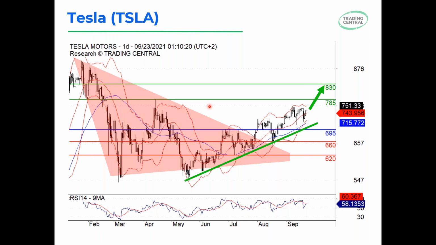So I will advise you, just like what I do, if you are interested in this stock, also watch closely the relationship between China and the US.